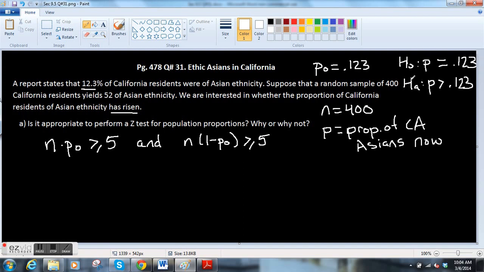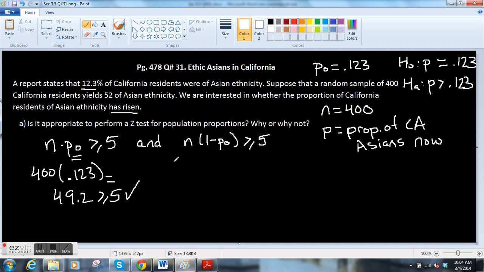Why did I write these down when the question was only asking me about this? It's because I needed this p0, and I wanted to show you very clearly where it comes from. It comes from the proportion that's in the null and alternative hypothesis. So we want to test 400, that's our sample size, times 0.123. That is equal to, wait for it, 49.2. That is bigger than 5.